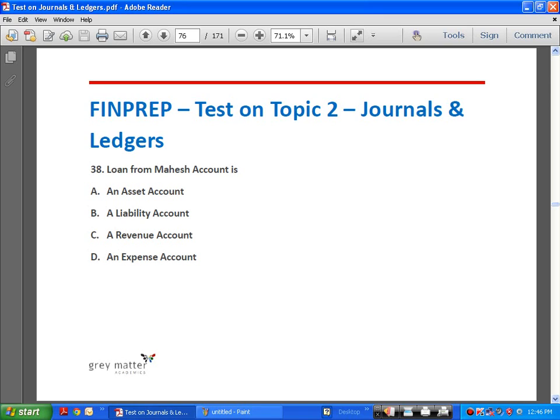But suppose a loan is given to someone, then it becomes an asset because when you give a loan, it is going to fetch you interest, and hence there is going to be an inflow of future economic benefits. So it will meet the definition of an asset. That's when we give a loan. But when we take a loan, it is a liability because we have to first of all service the loan and also repay the loan.